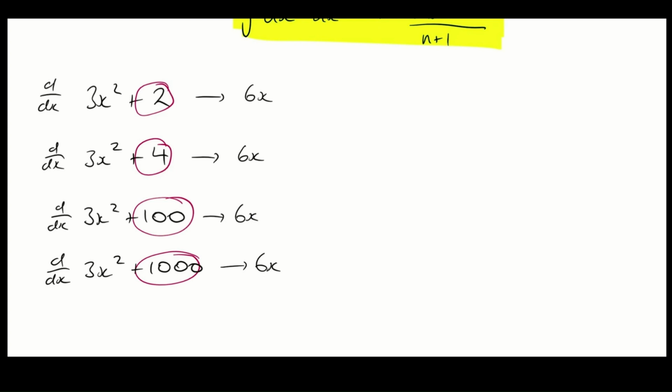So when we're asked, what is the antiderivative of 6x with respect to x? What is 6x the derivative of? It's the derivative of all of these things: 3x squared plus 2, 3x squared plus 4, 3x squared plus 100, and 3x squared plus 1,000. But the way that we can write this is, it's the derivative of 3x squared plus any constant. So we say that this is equal to 3x squared plus c, and we use the letter c to represent a constant, which can be any number.